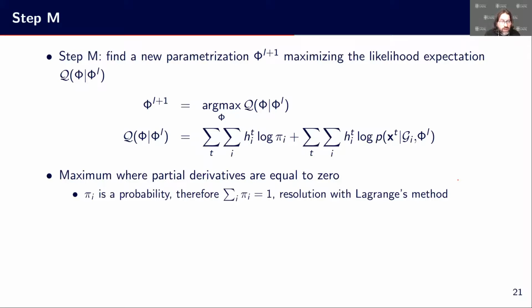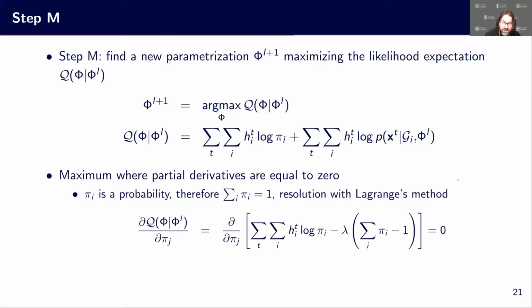So we look at the maximum where the partial derivatives are equal to 0. And given that π_i is a probability, we need to add a constraint that the summation of π_i is equal to 1, according to the Lagrange method that we have seen several times before in the course, the Lagrange multiplier. So the partial derivative here is equal to that. And if we develop a little more, well, we need to know what the parameterization corresponds to here.